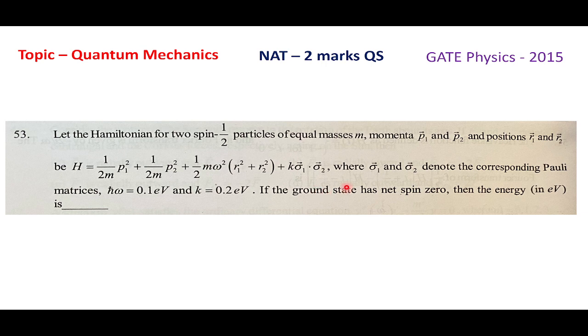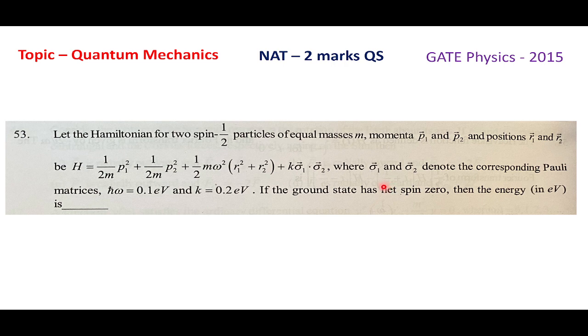Amit has already told how we have to deal with this sigma 1 dot sigma 2. You just apply sigma equals sigma 1 plus sigma 2, then square both sides. So you will get sigma square equals sigma 1 square plus sigma 2 square plus 2 sigma 1 dot sigma 2. Then you can substitute sigma 1 dot sigma 2 in terms of sigma square, sigma 1 square, and sigma 2 square.